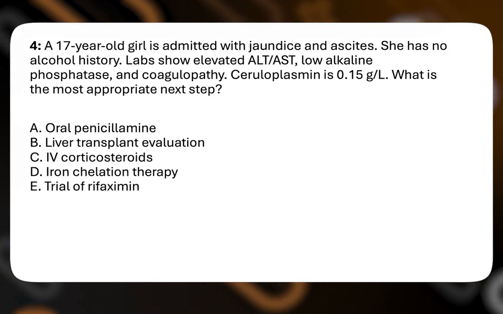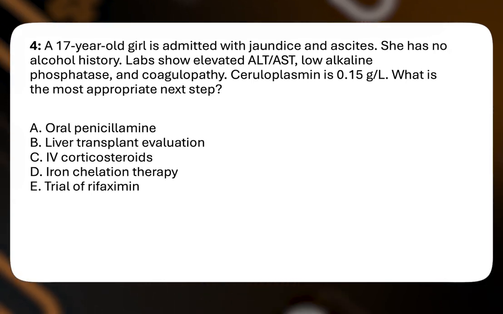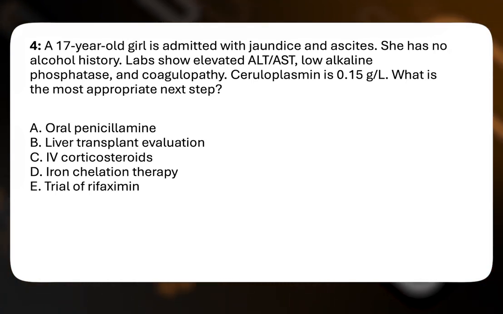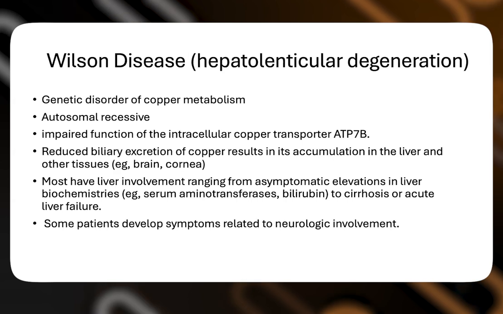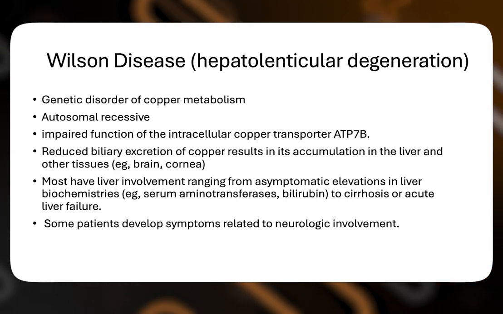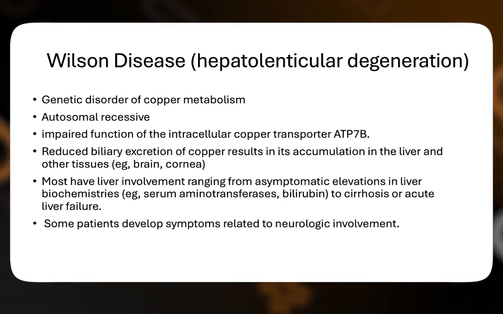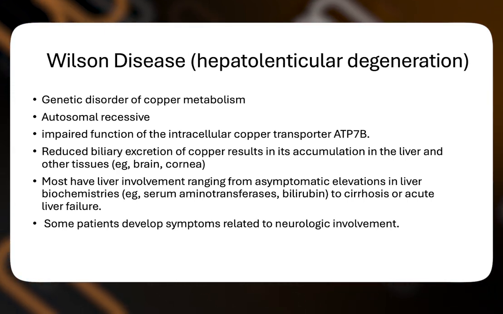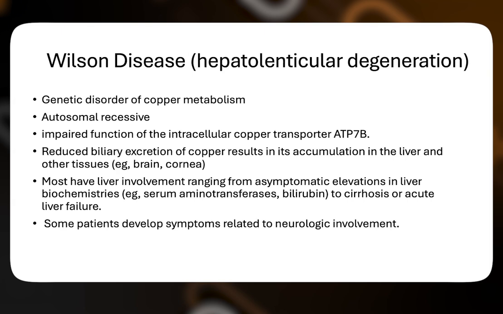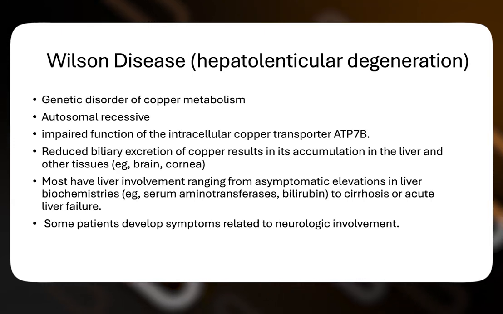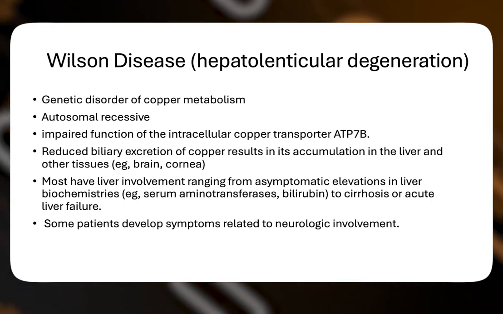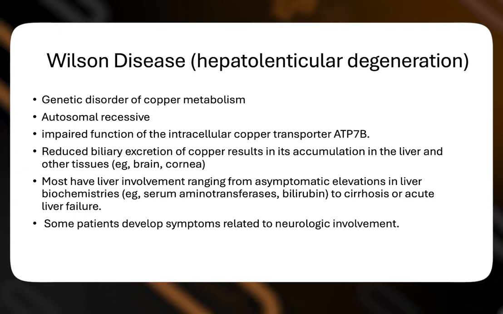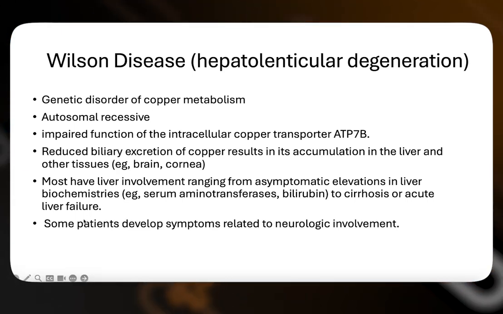By this time, from the questions, you must have guessed that the topic we will discuss first is Wilson disease. This is a very common topic you must know, and it is also a topic in the exam as well. So we'll discuss Wilson disease. It's also called hepatolenticular degeneration, a genetic disorder of copper metabolism. It's a recessive disease.